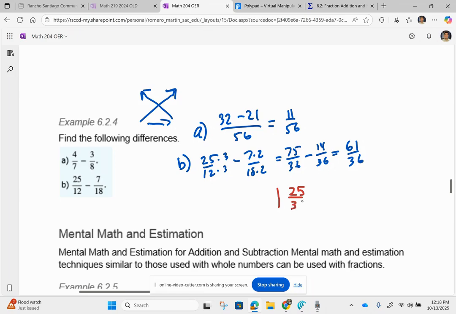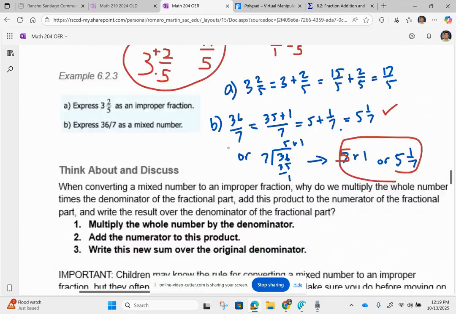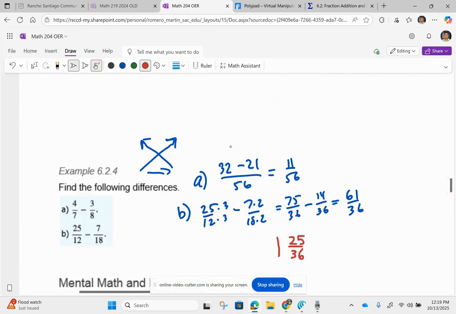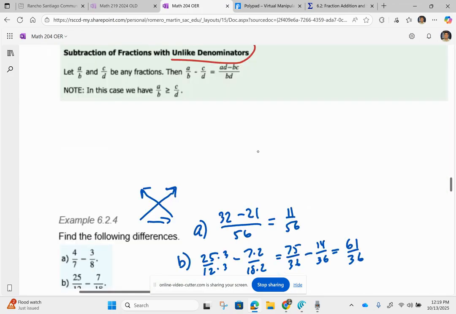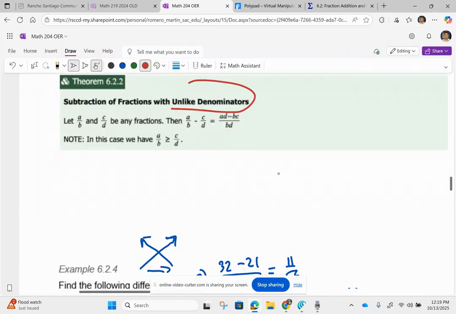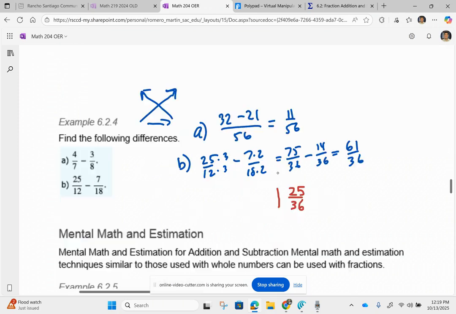So finding a subtraction, it's the same idea. We're just subtracting instead of adding. So all those rules that we get from addition apply to subtraction. So keep that in mind as you practice your subtractions.